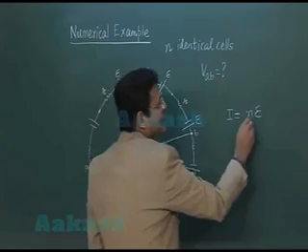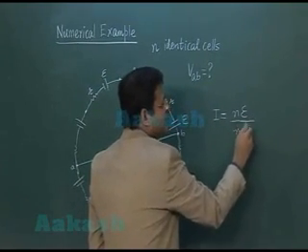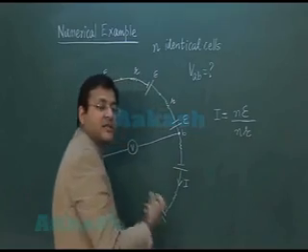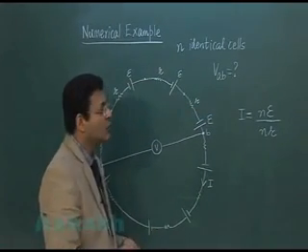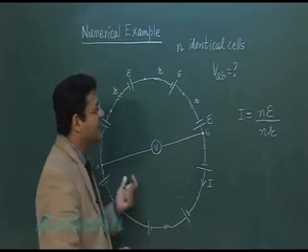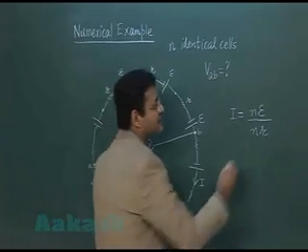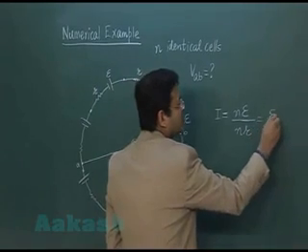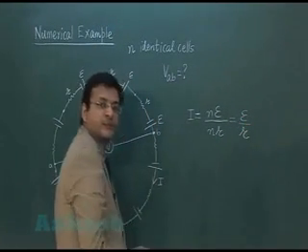And what is the equivalent resistance of the circuit? Equivalent resistance is N into r, because each and every cell has internal resistance small r, so the total resistance is simply added, and the current which is flowing in this circuit you can make out. This is E by r.